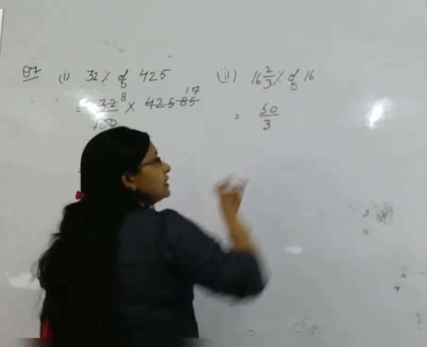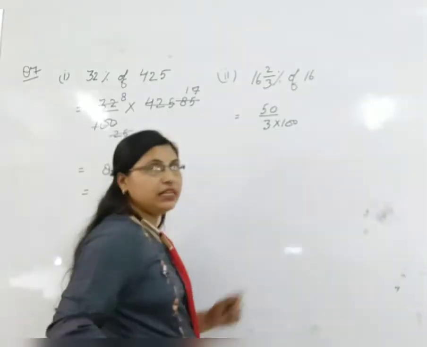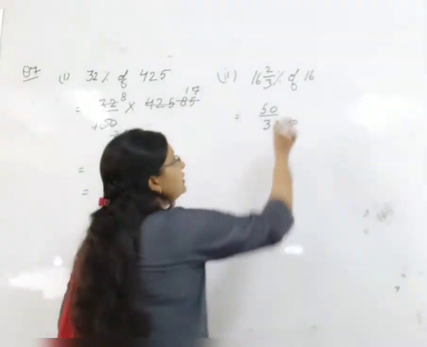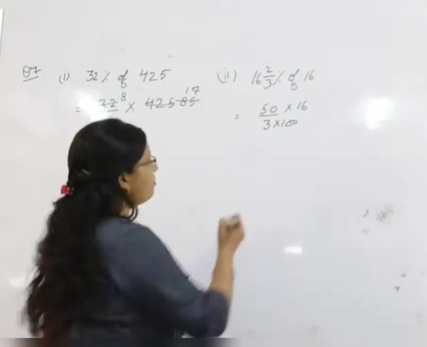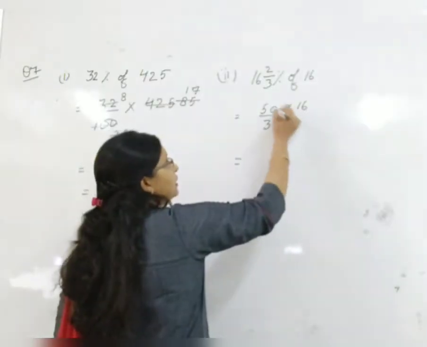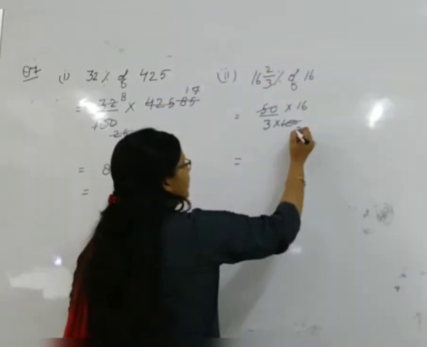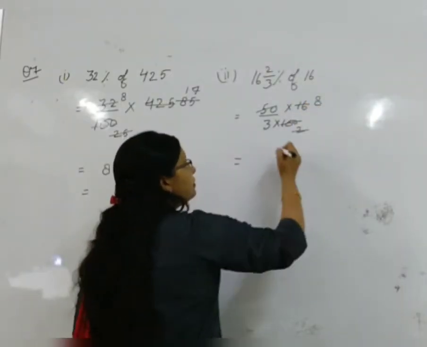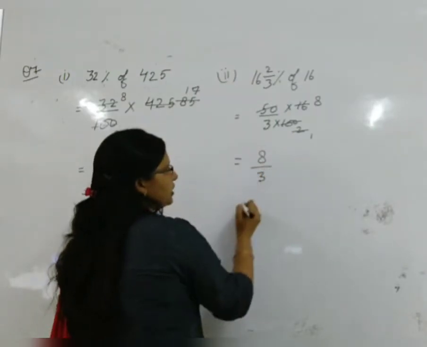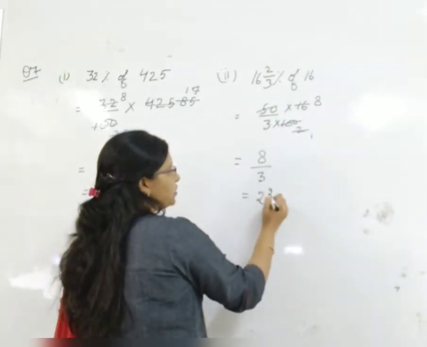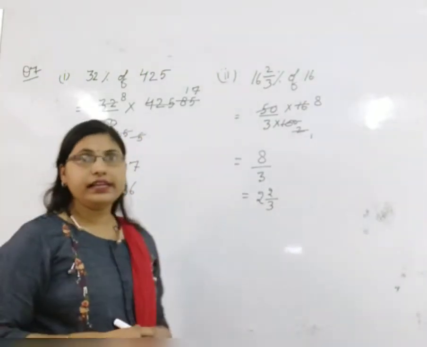Now this percentage sign will be removed by 100 in denominator. So I have multiplied with 3. 16 is in numerator. Multiply 16. Now we will do the calculations. These both are cancelled by the table of 50, and this both will be cancelled by the table of 2, and then the answer is 8 upon 3. So we can write as a mixed fraction 2 whole 2 upon 3. This is your answer. Clear?